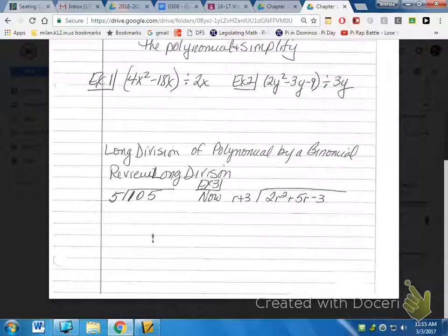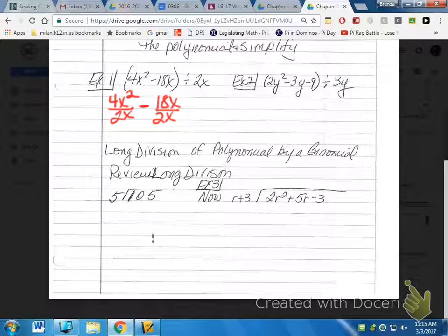Example 1, 4x squared minus 18x divided by 2x. So here's what you will show as your work. You will write 4x squared over 2x, and then minus in the middle because there's a minus before the 18x, 18x over 2x. And you will reduce both of those to end up with two terms. So basically, however many terms were in the beginning polynomial, that's how many terms you will have in your final answer.